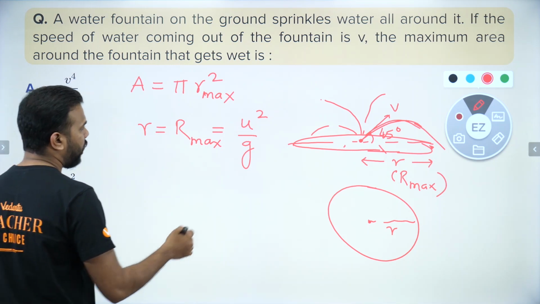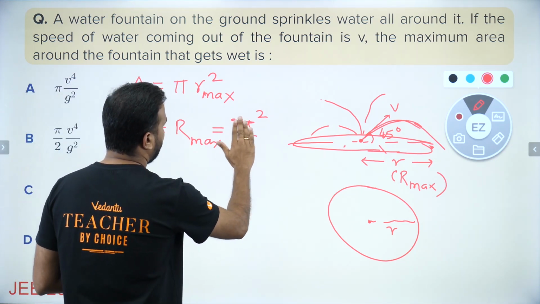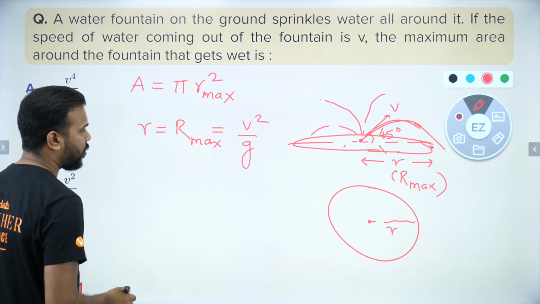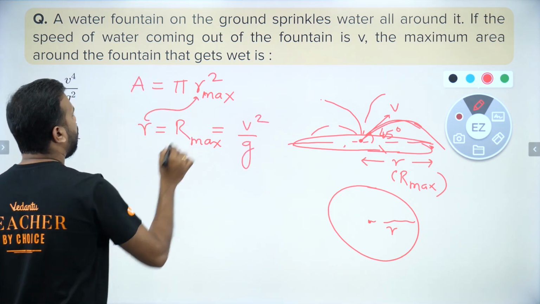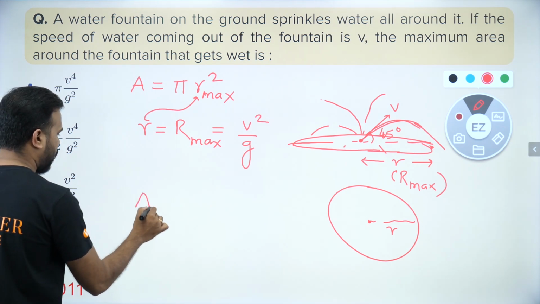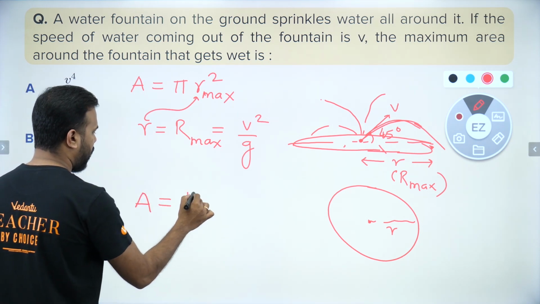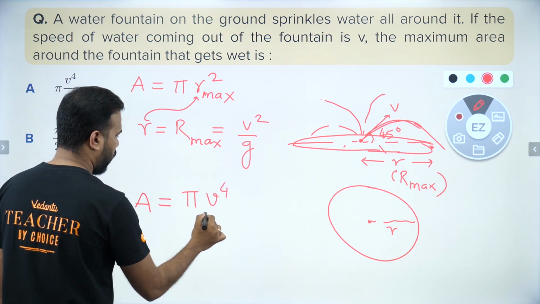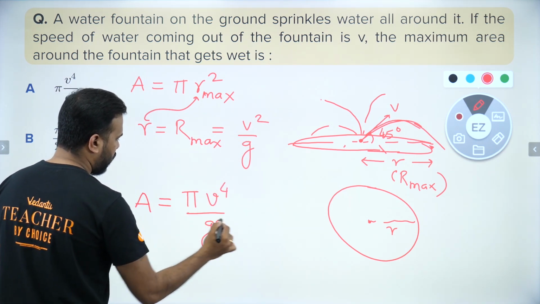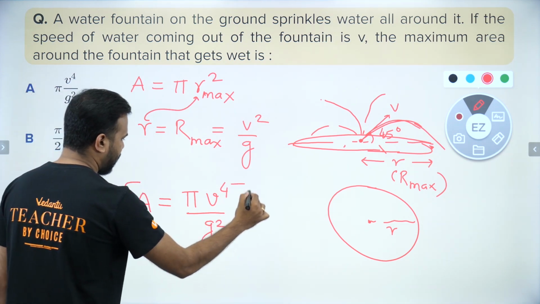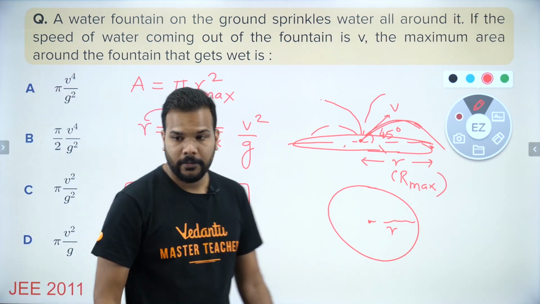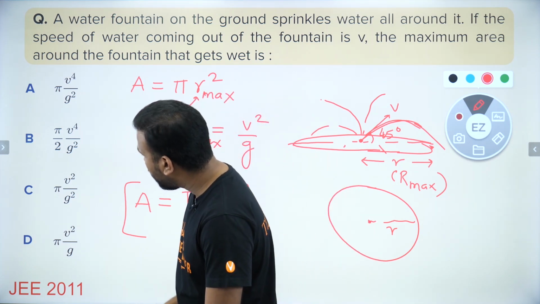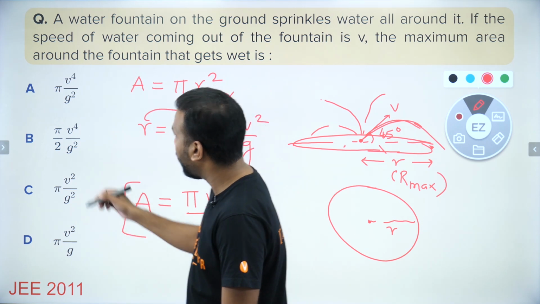Now the question is simple. This initial velocity which I have written as u, according to the question it is given as v. So this is v square by g. All you have to do is put the value of r here. So area maximum will be pi times the square of this value, which is v to the power 4 by g square, as simple as this. If you check the options, you have option A as your answer.